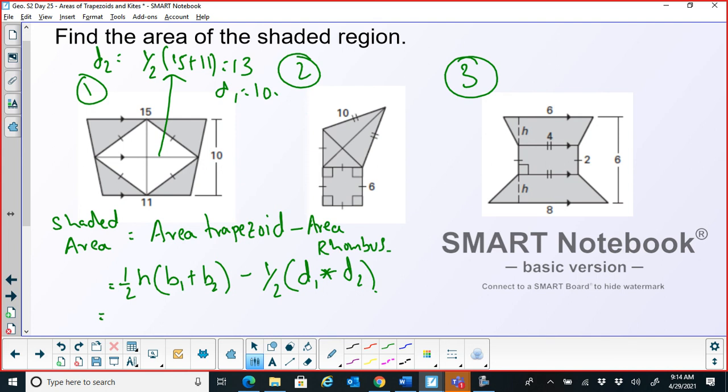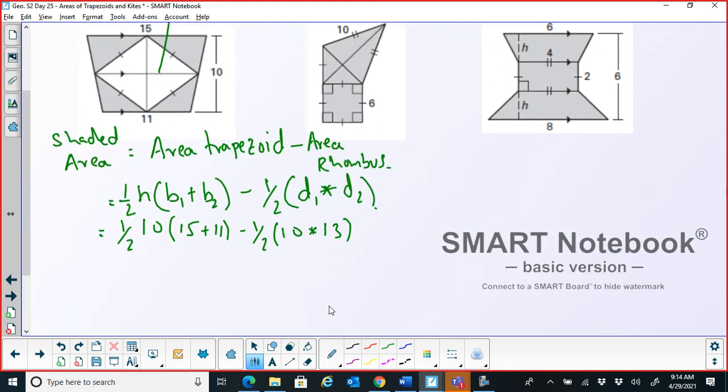Let's substitute here. Half of height, which was 10 units, times base 1 15 plus 11, minus half of diagonal 1, here 10, times this, 13. Okay, so further I can simplify this. 15 plus 11, this is 130, and this is going to be 65, and subtracting I get 65 square units. That's for your first problem.